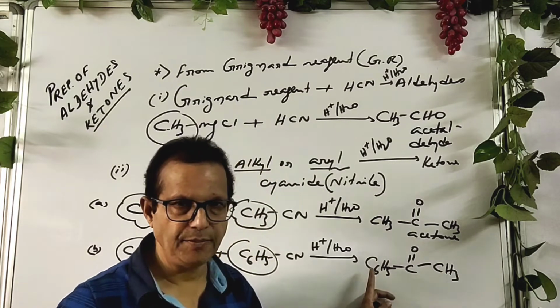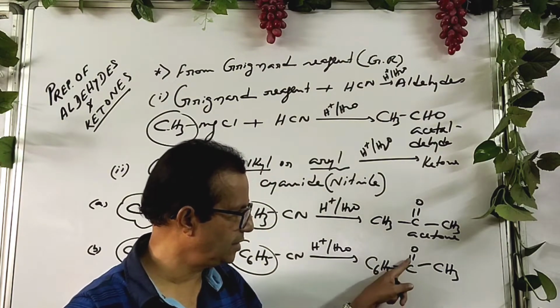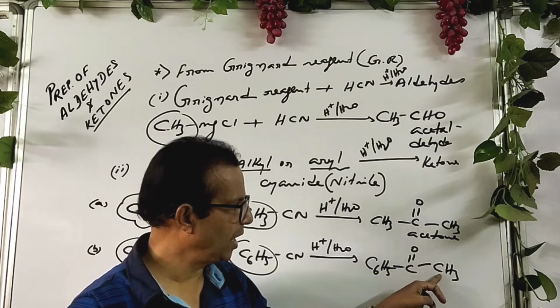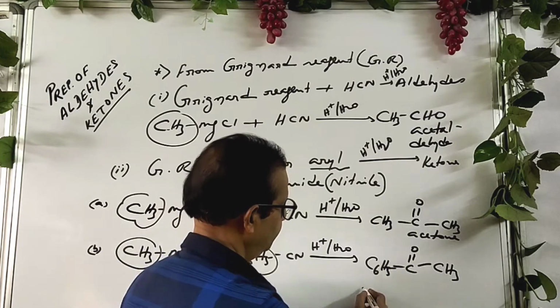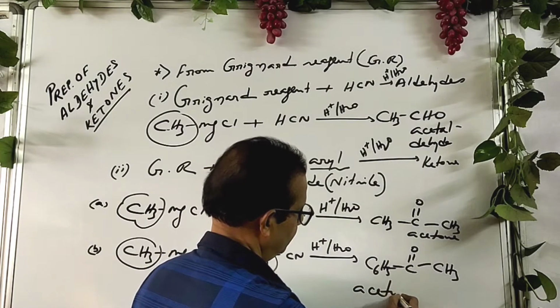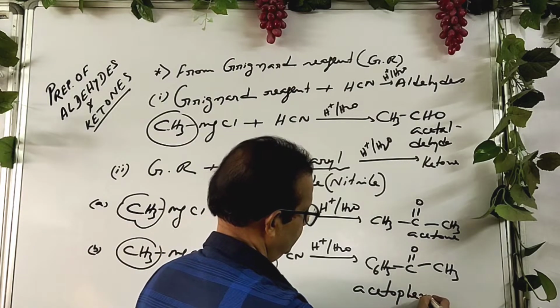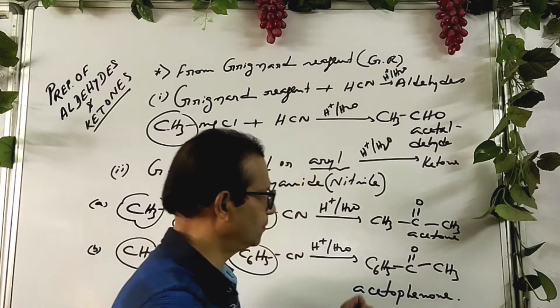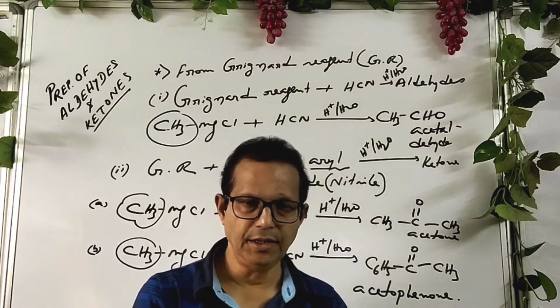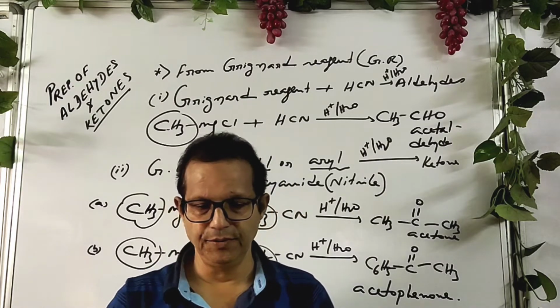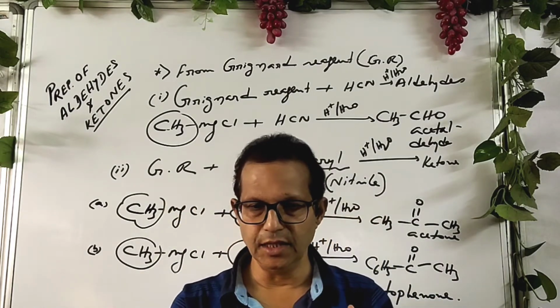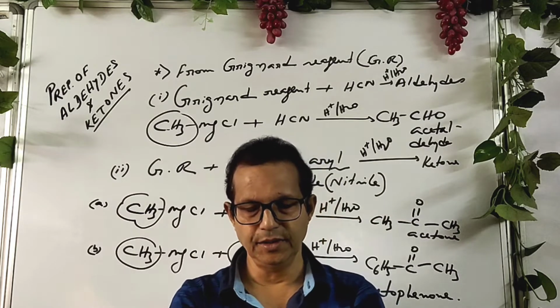Do you know what is its name? This is benzene. If benzene contains COCH3 group, methyl ketone group, it's called acetophenone. So clear? If benzene contains methyl ketone group, it's called acetophenone. So in a nutshell, try to understand the reaction.